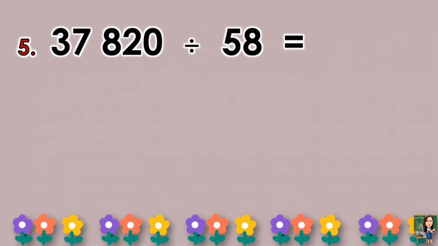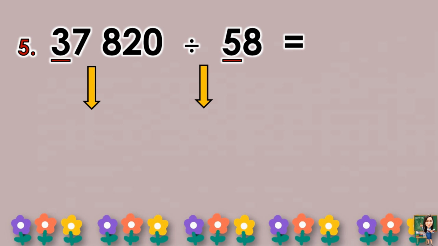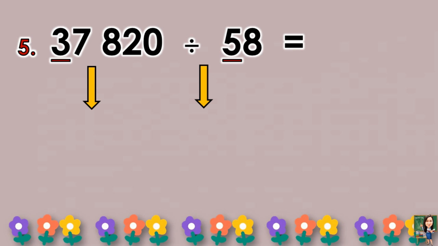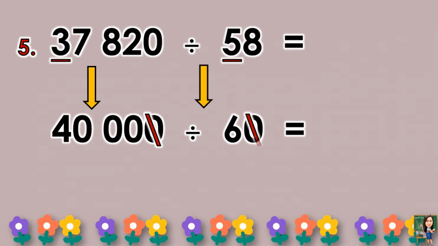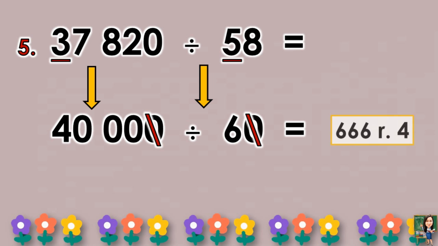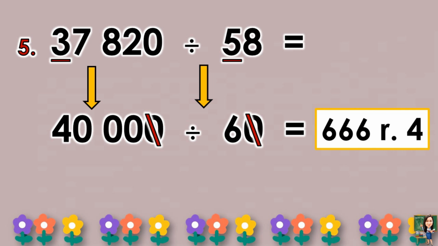Number 5. 37,820 divided by 58. The highest place value of the dividend is 3 and the divisor is 5. And next is round off. So 37,820 is rounded up to 40,000 and 58 is rounded up to 60. And then use the cancellation method. So 4,000 divided by 6 equals 666 remainder 4.